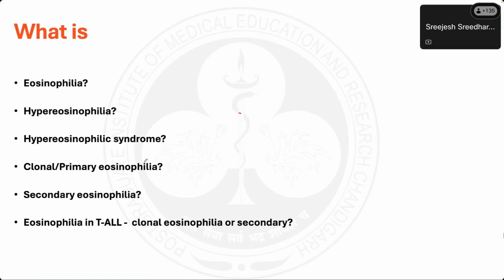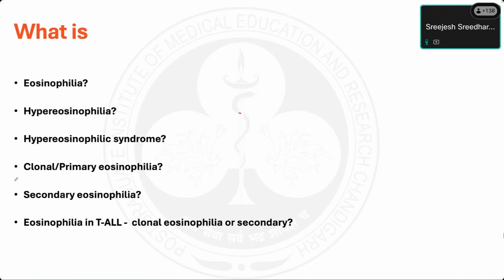Clonal or primary eosinophilia is a situation where all the eosinophils are of the same clone. Whereas secondary eosinophilia is eosinophilia which is secondary or reactive to some other condition. That means in clonal eosinophilia all the eosinophils are coming from the same clone, and so it's called primary eosinophilia. And secondary eosinophilia is where the eosinophilia is occurring secondary to some other infectious, drug, inflammatory condition or an allergy or something like that.